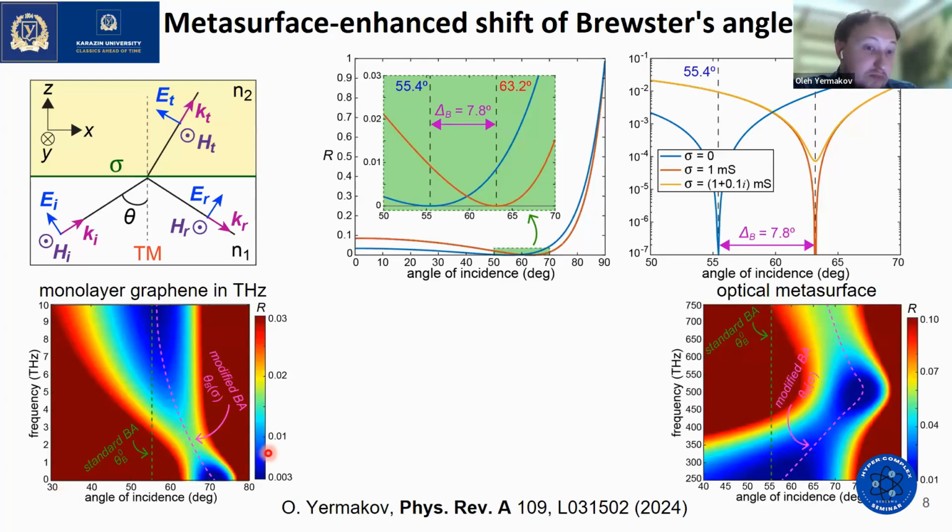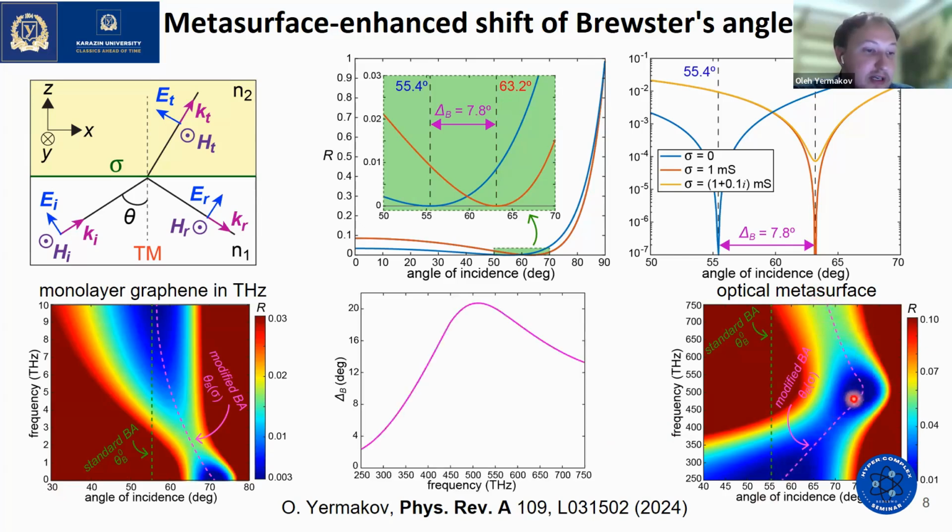Another more difficult structure is an optical metasurface obeying the Lorentz model. So it has a resonance, and therefore here the dependence of the modified Brewster's angle is non-monotonic. It has some peak, and if we show the shift delta, the difference between the modified and standard Brewster's angle, it also has peaks that reach almost 20 degrees.